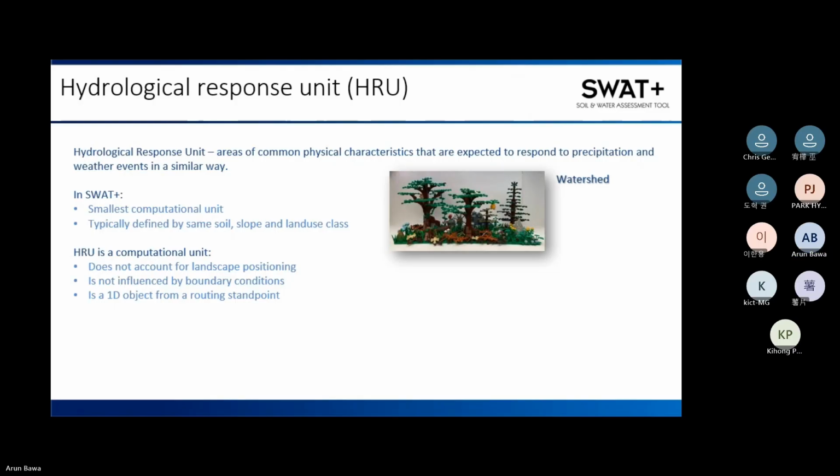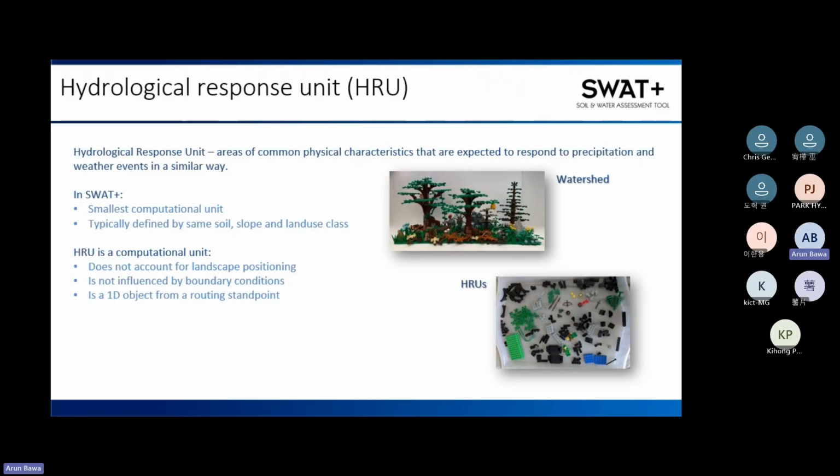So the HRU is our computational unit, and you can see this like a Lego set. We assume that you have played with a Lego set. When you have the entire thing set up, it looks like a watershed, but the HRUs are all the small units you have in the Lego set. The calculations are happening at each of those locations, and then aggregated into the watershed scale.